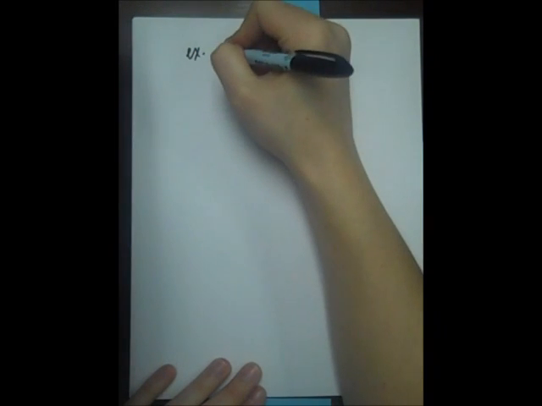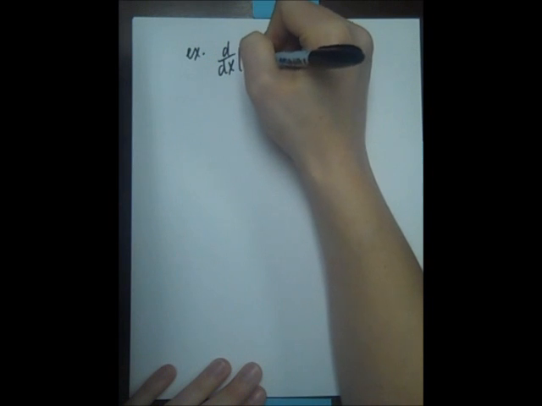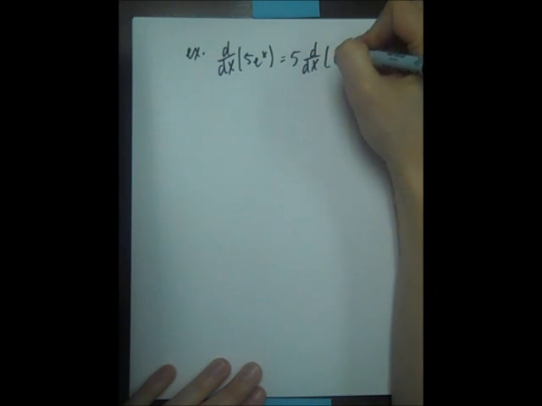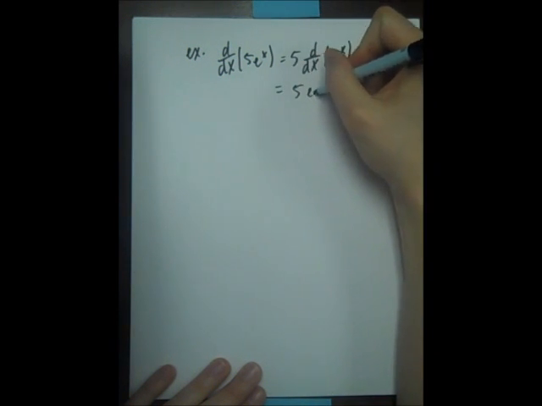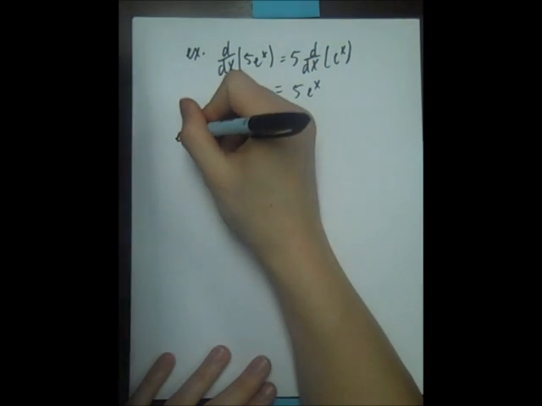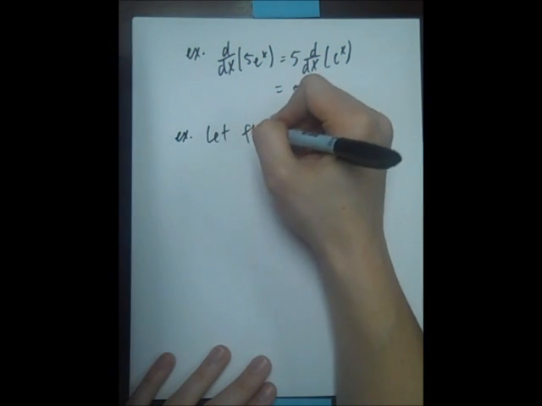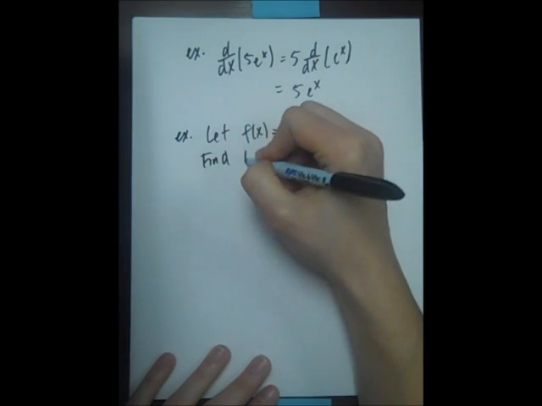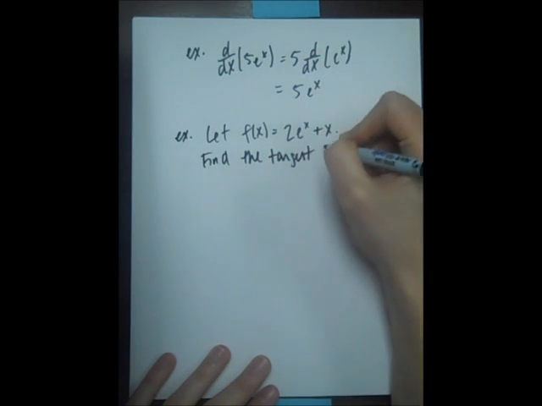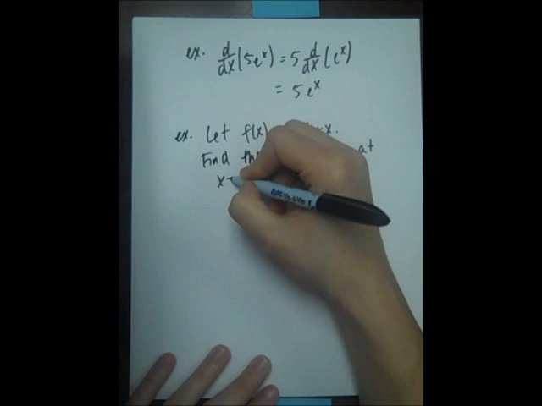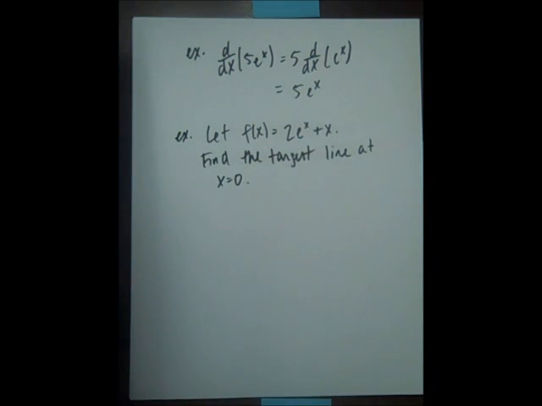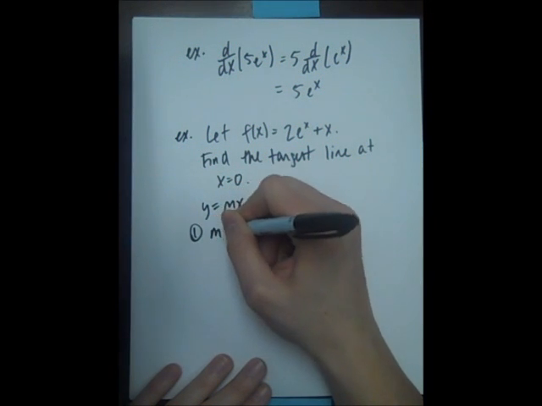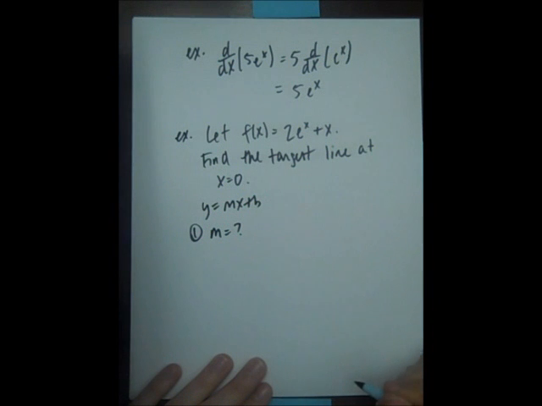So for example, what is the derivative of 5 e to the x? Well, I'm going to bring out my 5. This will be 5 times the derivative of e to the x, so 5 e to the x. Let's let f of x be 2 e to the x plus x. And let's find the tangent line at x equals 0. So remember, to find the tangent line, our answer is going to be y equals mx plus b. First thing I'm going to find is m, then I'm going to worry about b. So first let's find m.